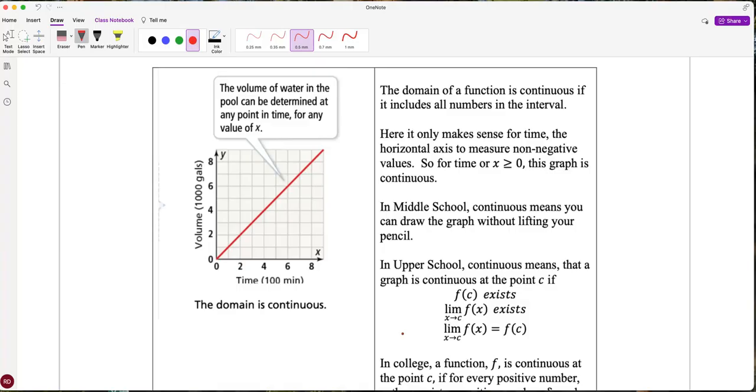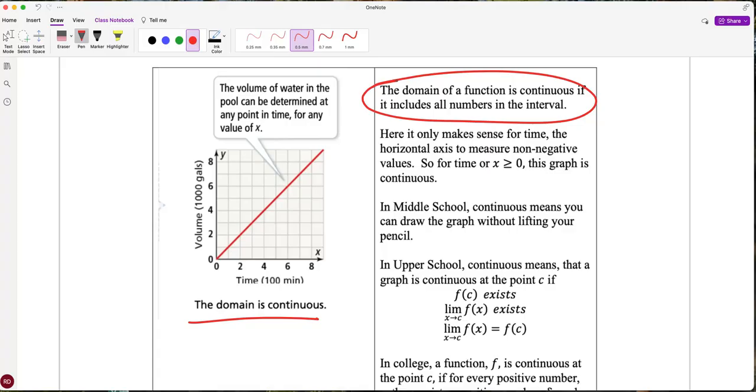So we've got something, I think this is a different one, but this domain is continuous, meaning any number here works. I could fill the pool for 1 hour, 1.1 hours, 1.2 hours, 1.3 hours. So any number. So this domain is continuous. For continuous, the domain is continuous if it includes all numbers in the interval. Like if these were football games, I wouldn't have 1.75 games. But filling that pool any time would work. So it's a continuous domain.